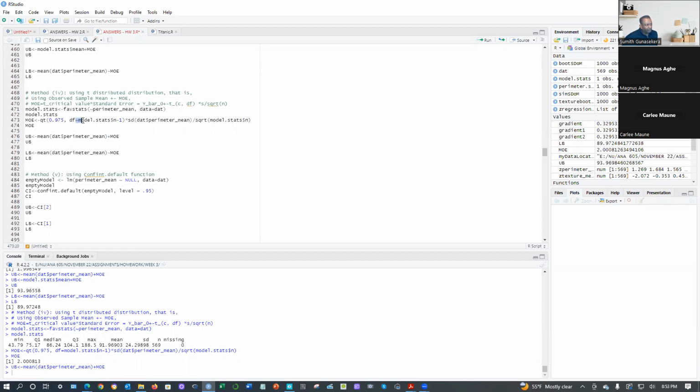Look at how I do it: go to the model stat, get the n, and subtract 1. You write the code, it's very beautiful in that way. You don't have to say 569 minus 1, or 568. No, don't put it like that. We never do that in coding. Coding is where you just ask the machine to do the work for us.